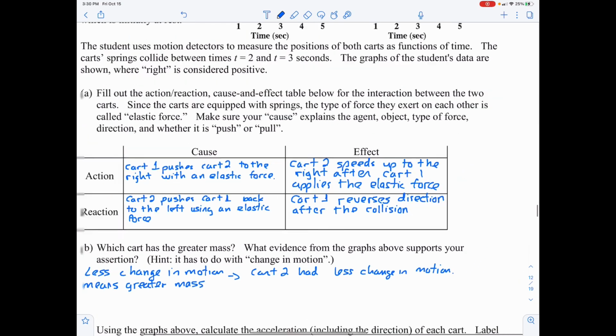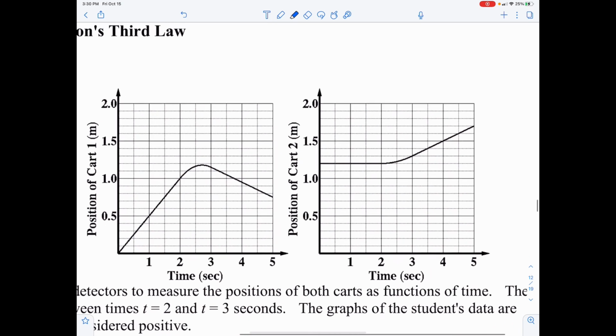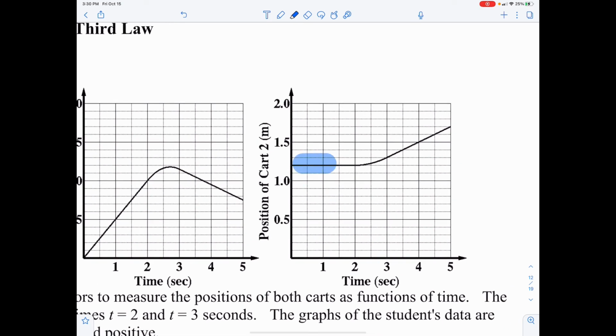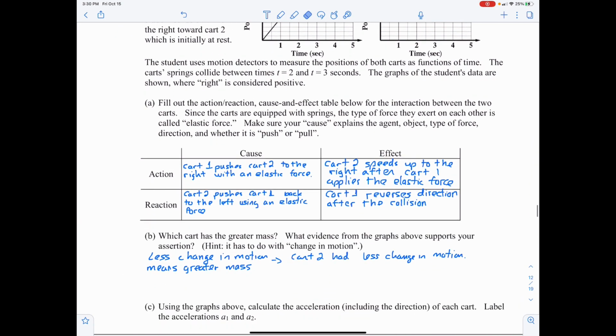Take a look at the graph. Cart 1 has constant velocity motion for 2 seconds, collides with cart 2, and then rebounds backward with constant velocity, and that's a whole lot of change in motion. Cart 2, on the other hand, is at rest for 2 seconds, and after the cart hits, then moves forward. So cart 2, having less change in motion, less acceleration, has more mass.